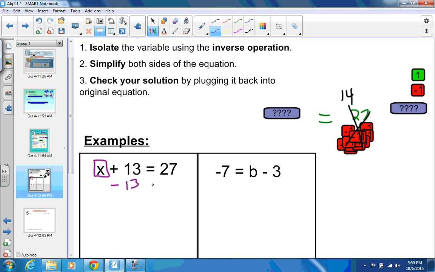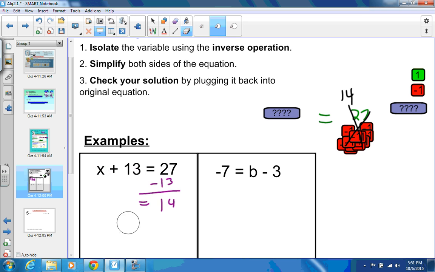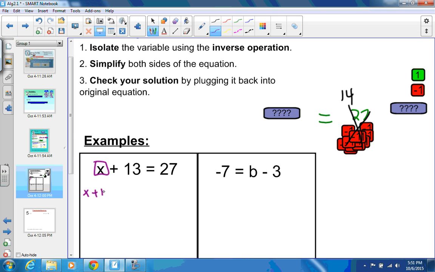Now it's up to you if you want to write it like this. I'll show you that. And you'd cancel these out. Positive 13, negative 13 cancel out. And you just have x by itself before 14. Or, and the way that sometimes works better is to do it side by side. So x plus 13, and then you can subtract 13 from both sides.